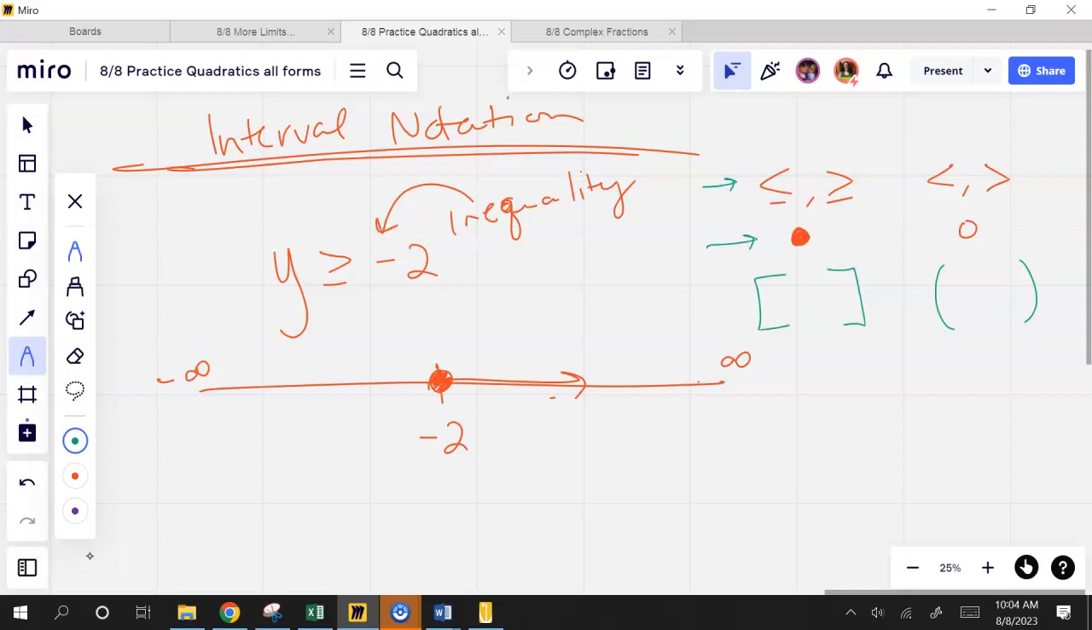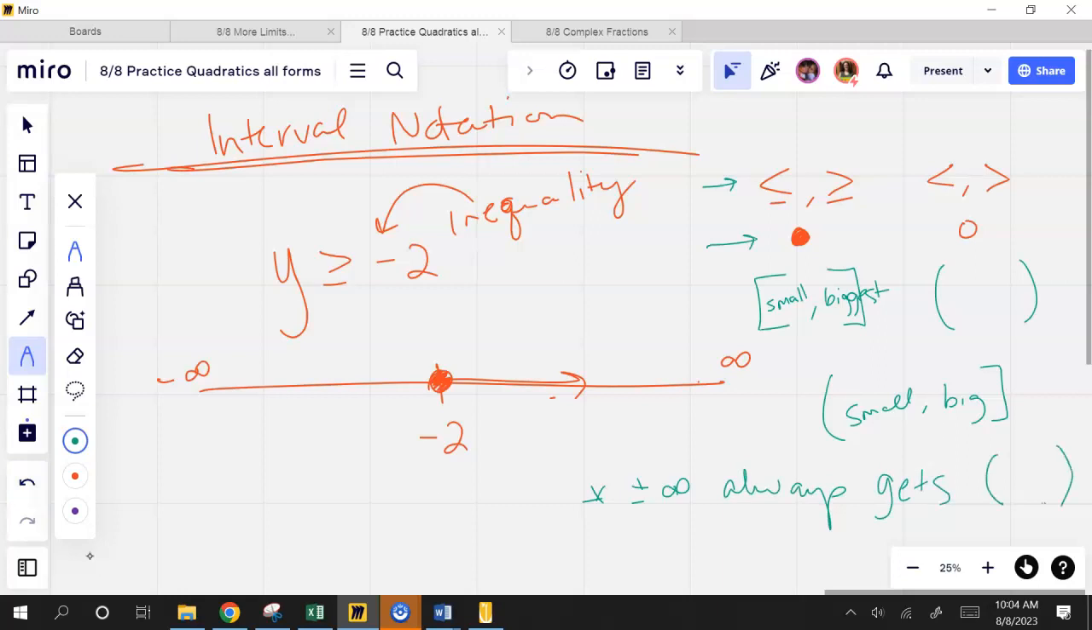We use a combination of these brackets and parentheses, and we will write an interval, hence interval notation. So what we'll do is we'll start with the smallest value that x or y could be, and we'll go up to the biggest that it can be with a comma in between, okay? It could be any combination of brackets and parentheses, depending on what you include and what you don't. And I will tell you this, infinities, plus or minus infinity, always gets a parenthesis, okay, on whatever end it's on.